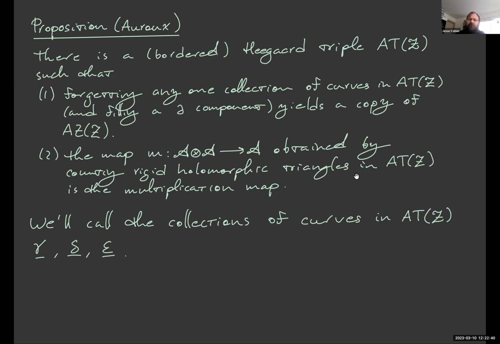So the key result for the main theorem of my paper is due to Denis-Roux. There's a bordered Heegaard triple, although he doesn't state it quite in this way, which I've called AT, with the following two properties. If you forget any one collection of curves in AT of Z and fill the now empty boundary component, you get a copy of AZ. And the map from A tensor A to A that you get by counting rigid holomorphic triangles in AT of Z actually gives you the multiplication map on the nose. And because I want to be agnostic about what I call my arcs, I'm going to call the curves in AT gamma, delta, and epsilon rather than alpha, beta, and gamma as a sort of standard.